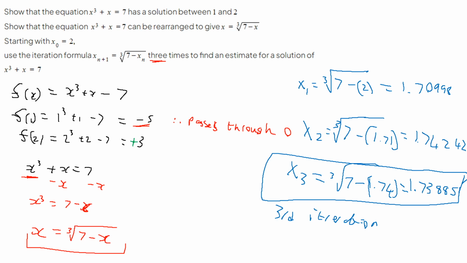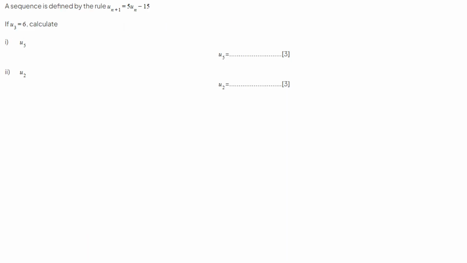We can also do this in reverse. So here we're told that a sequence is defined by the next term being equal to 5 times the previous minus 15. If u3 is equal to 6, then what is u5 going to be equal to? Well, that's not too difficult. All we're going to do is iterate it twice. u4 is going to be equal to 5 times u3 minus 15, which is the same as 5 times 6 minus 15, which is the same as 15.